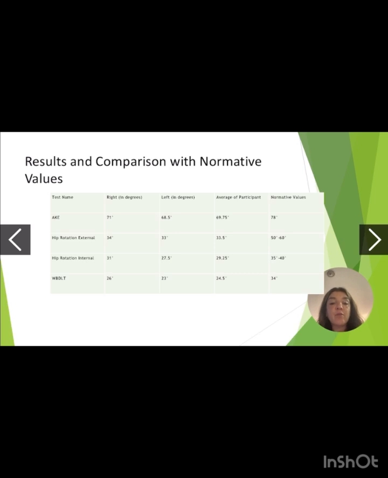The internal rotation average for my client was 29.25, with the norm being 35 to 40 degrees. This is again below the norm range by 5.75 degrees, also showing a need of improvement in hip internal rotation. Her left side was also less than her right.